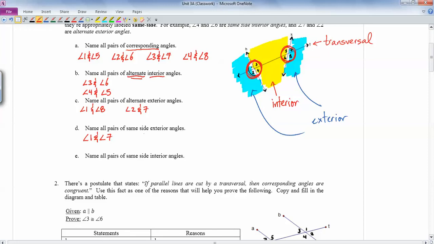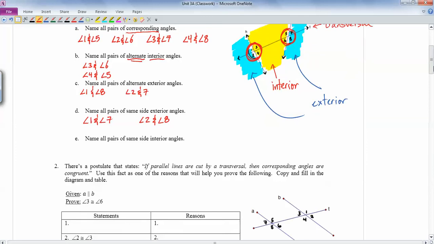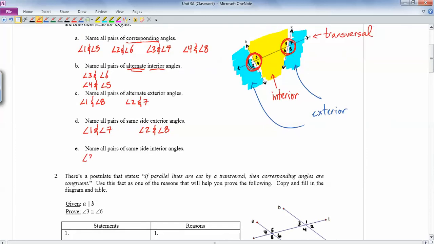And similarly, I've got angle 2 and angle 8. Same side interior would be like angle 3 and angle 5, and angle 4 and angle 6. Okay? So that's these 5 terms: corresponding, alternate interior, alternate exterior, same side exterior, and same side interior. They get used a ton in this unit and pretty much throughout the rest of the year.